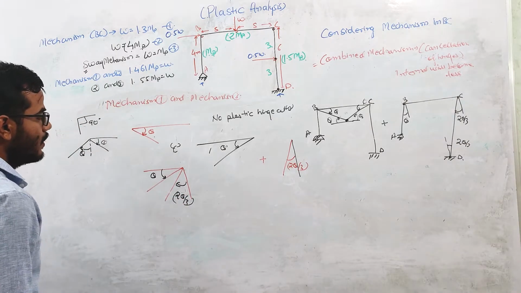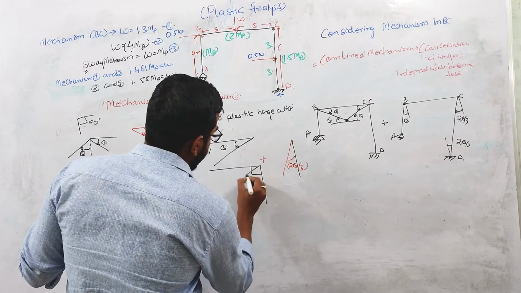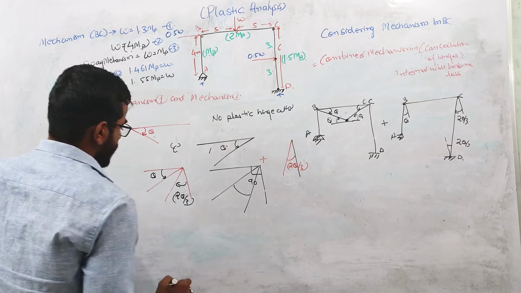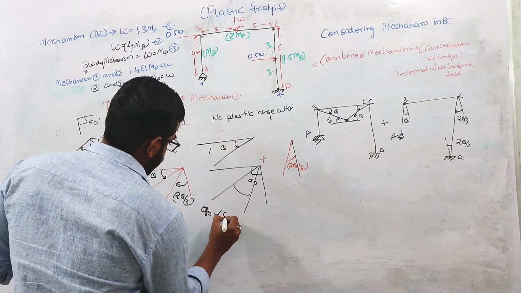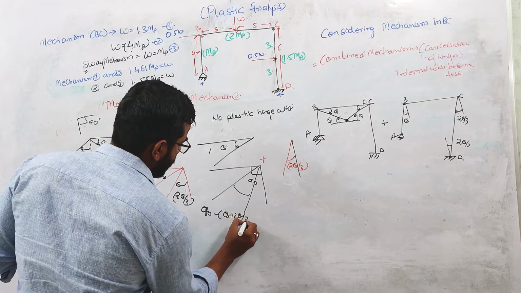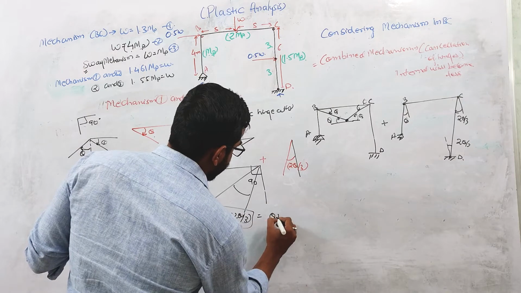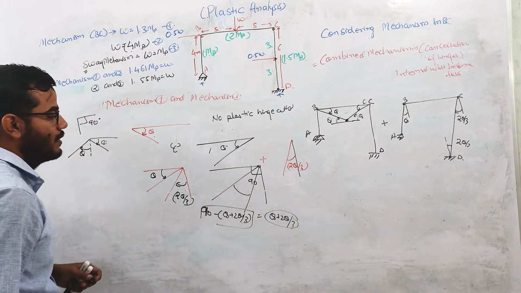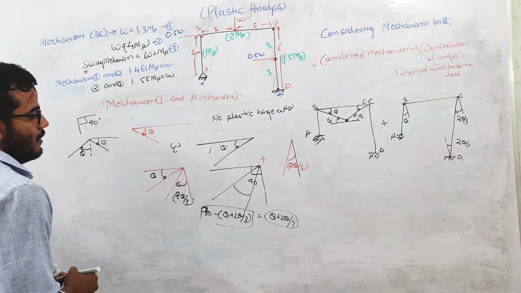Initially the angle between the members is 90 degrees. Now the angle has changed. What is the angle now? The angle will be nothing but 90 minus theta plus 2 theta by 3. So the change in angle between these two members is theta plus 2 theta by 3. So a plastic hinge will be there, right?